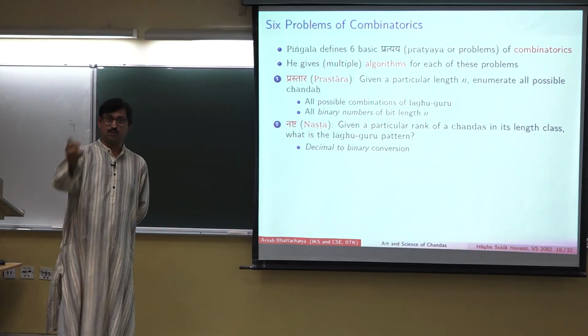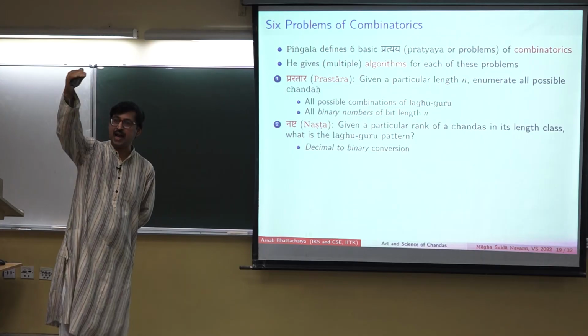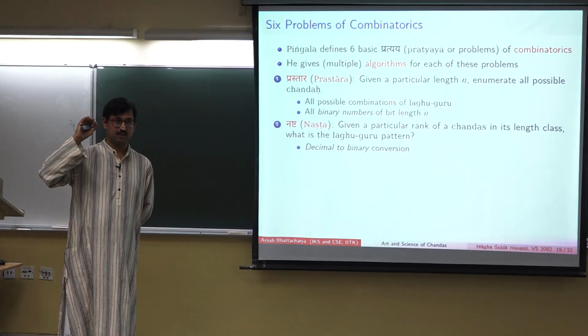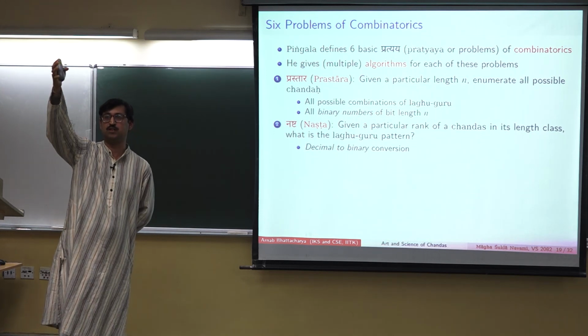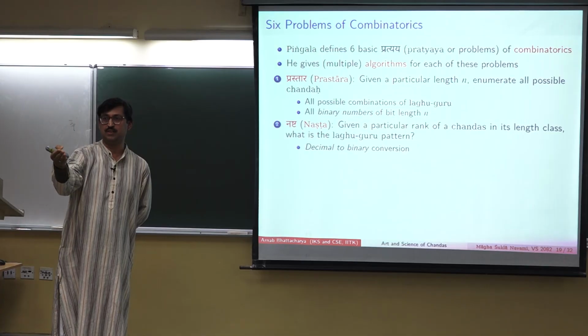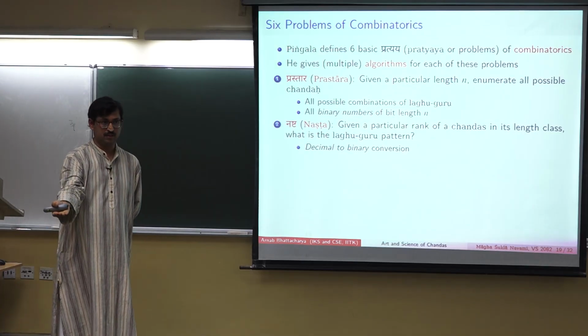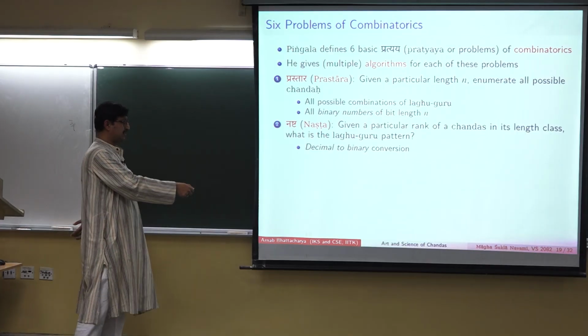So I give you one 4-bit thing, then I tell you 1001. Now I rank the chandas, right? What is the rank of this? Rank the chandas meaning I start from 0000, 0001, up to 1001. What is this? This is exactly the decimal number. Correct? So that's the other way around.